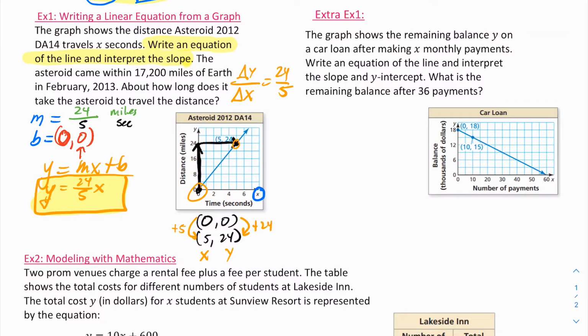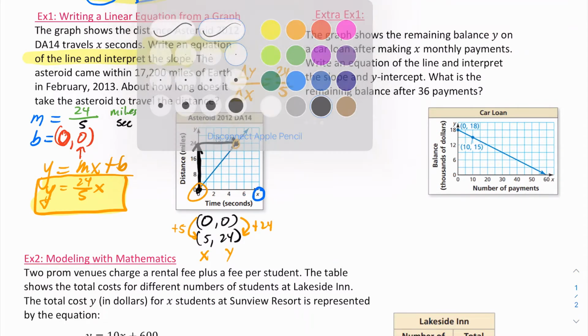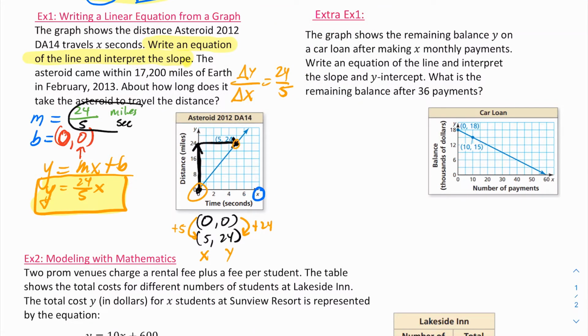Interpret the slope. The slope means that the asteroid will travel 24 miles in 5 seconds.